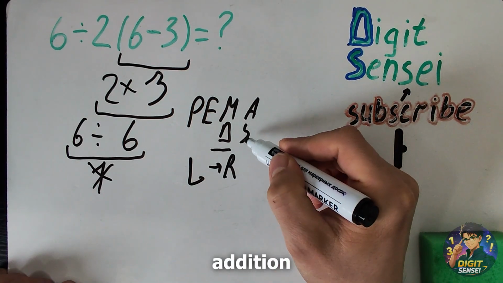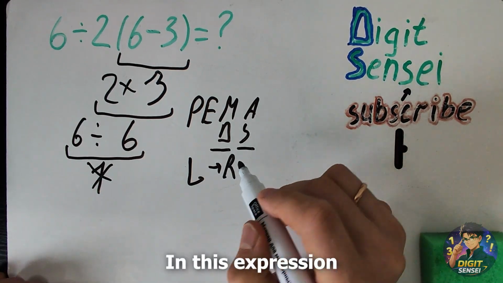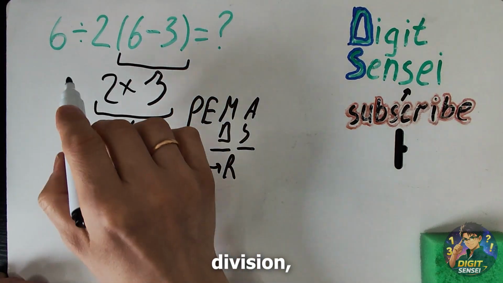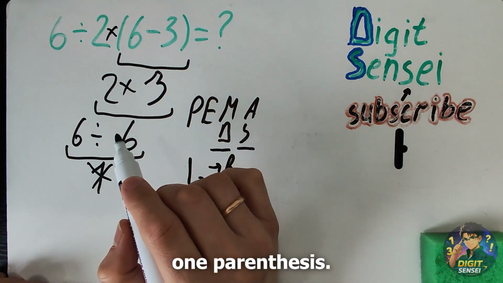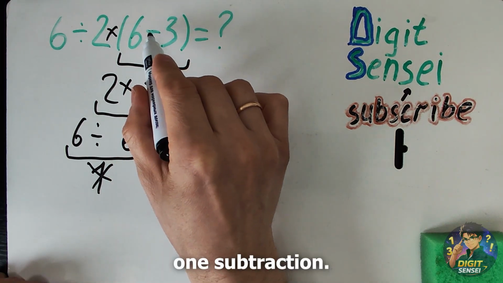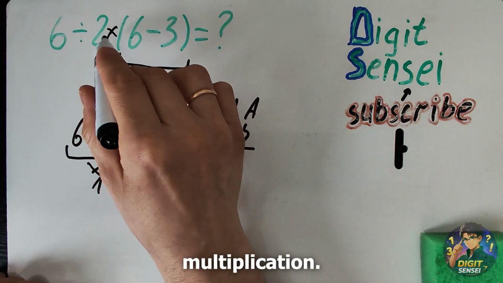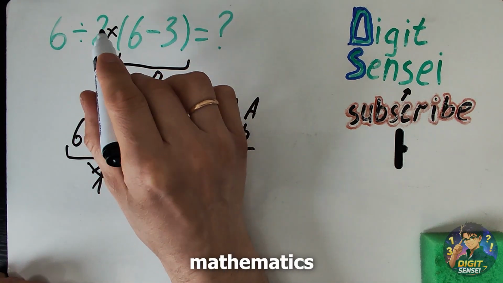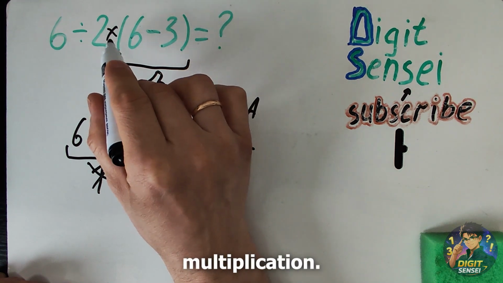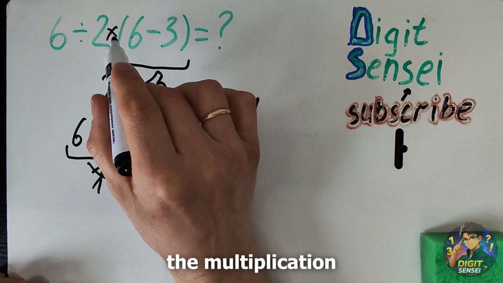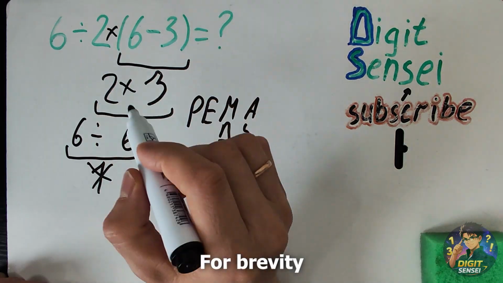And the same applies to addition and subtraction. In this expression, we have one division, one multiplication, and one parentheses. Inside this parentheses, we have one subtraction. Here we have a multiplication, because in mathematics, when a number is placed next to parentheses, it means multiplication, and we usually don't write the multiplication sign for brevity.